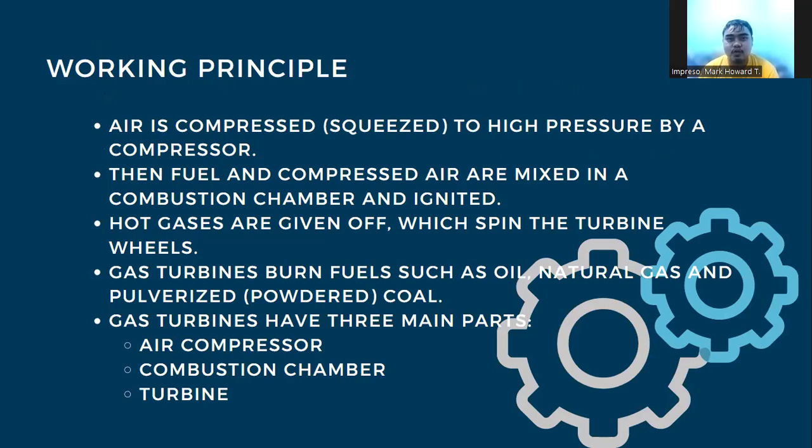We must also know the principle of gas turbine. First, it squeezes the air to high pressure by a compressor. Next, the fuel and compressed air are mixed in a combustion chamber and ignited. The third, hot gases are given off which spin the turbine wheels. Next, the gas turbine burns fuel such as oil, natural gas, and pulverized powdered coal. And lastly, gas turbines have 3 main parts: the air compressor, combustion chamber, and turbine.